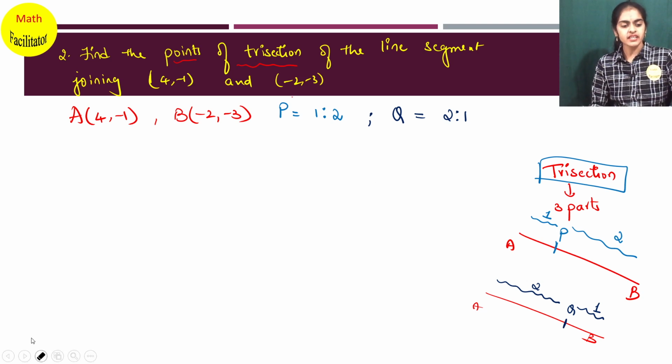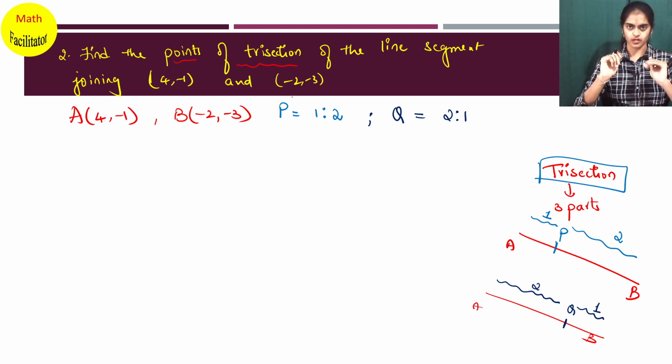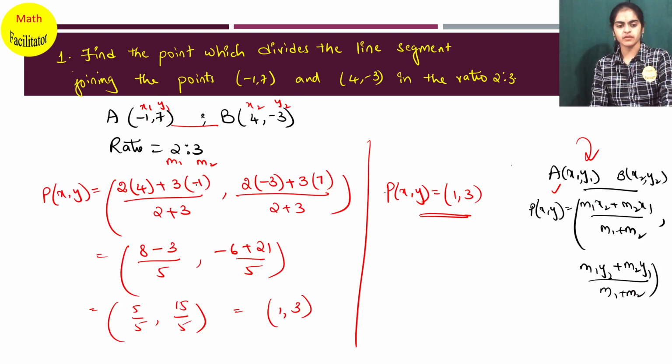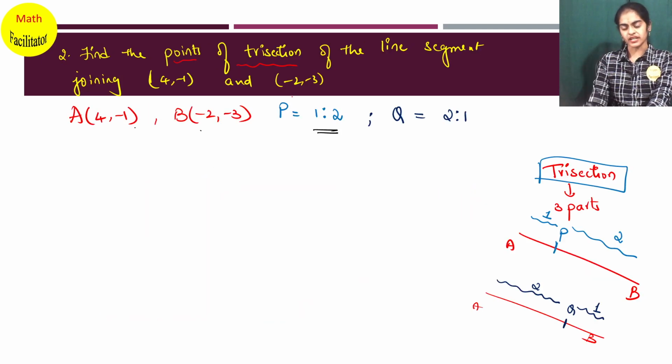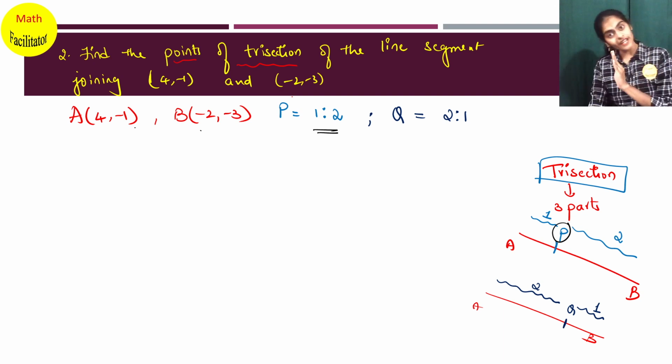So whenever this question is asked, point of trisection, they will not give you the ratio. You will have to take the ratio. One ratio you will take is 1:2. Taking this ratio 1:2 and using these 2 points, similar to the previous question, you will get the point P. Now for the second point, there can be one more point Q, isn't it? P can divide in the ratio 1:2, which is 3 parts. Q can also divide in the ratio 2:1, which is total 3 parts.